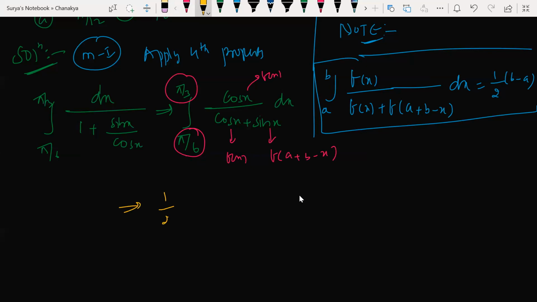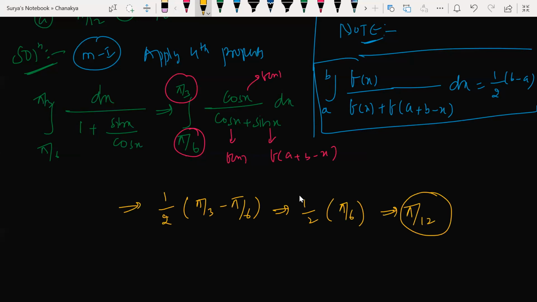Half of b minus a. What is b here? 5 by 3 minus 5 by 6. What is the answer? Half of 60 minus 30, which is 30, which is 5 by 6. 5 by 12 is the answer.